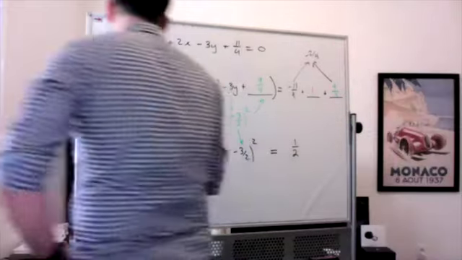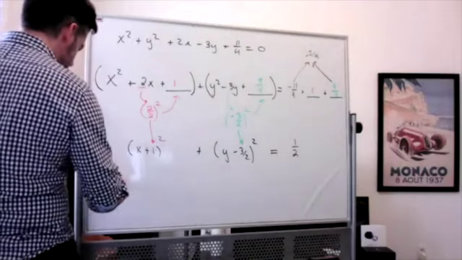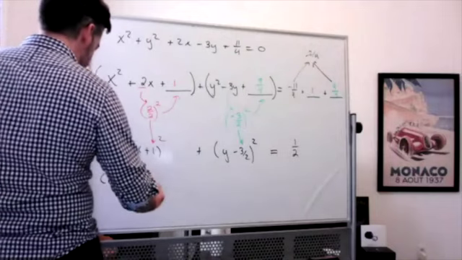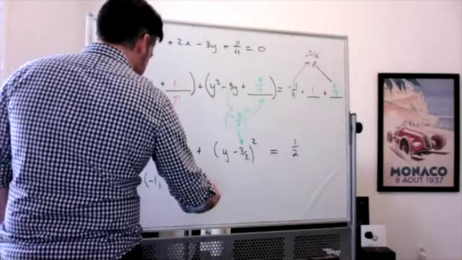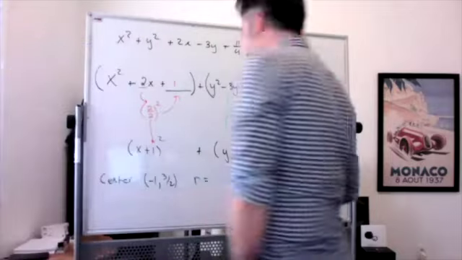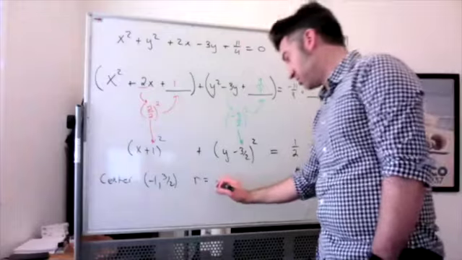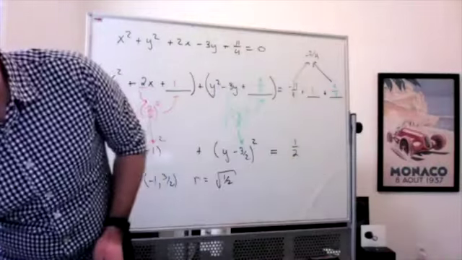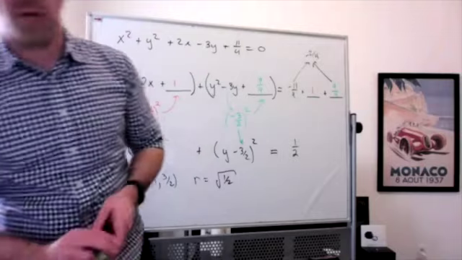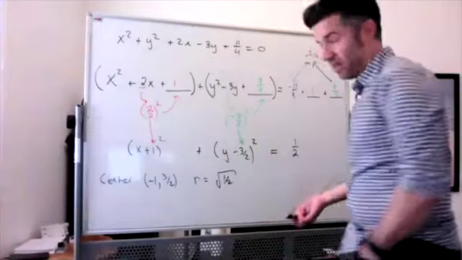So here's what we've got. We've got the center is the point -1, +3 halves, and the radius is the square root of that number, which is the square root of 1/2. And I would probably, yeah, I probably would. Usually we rationalize things.